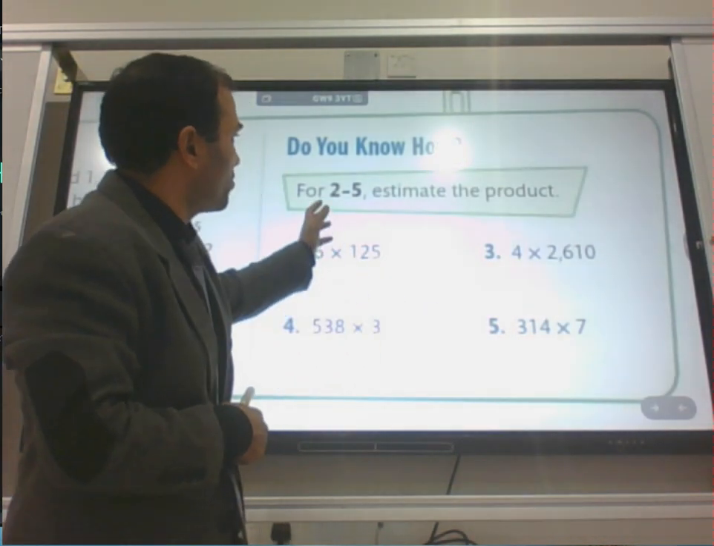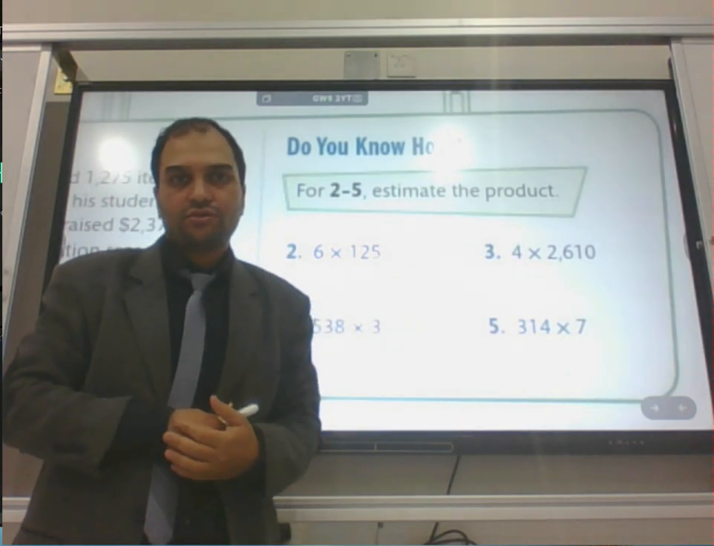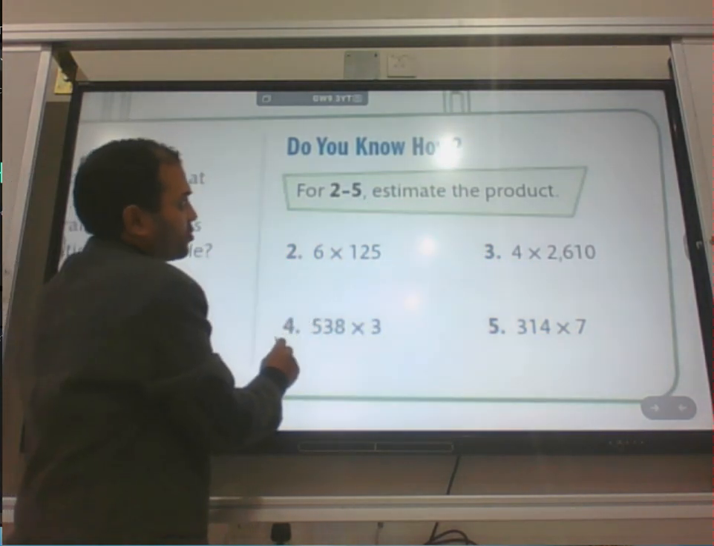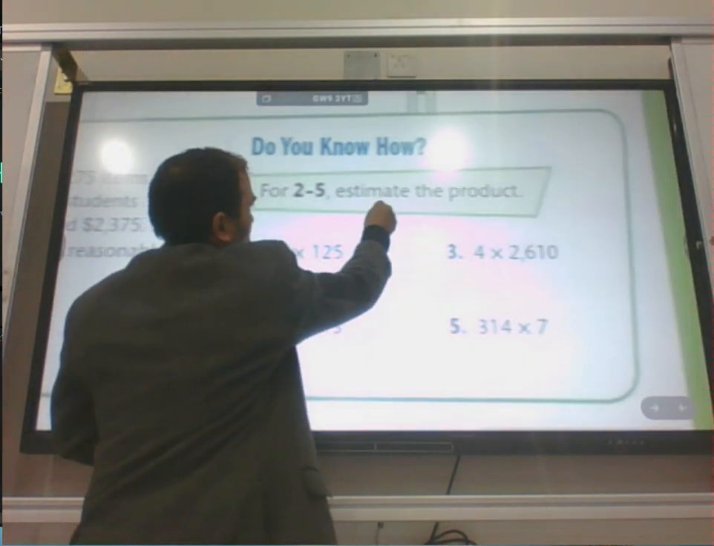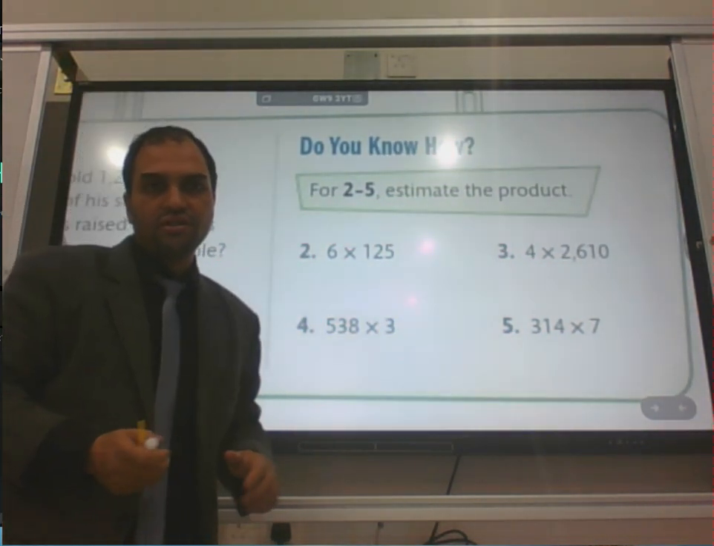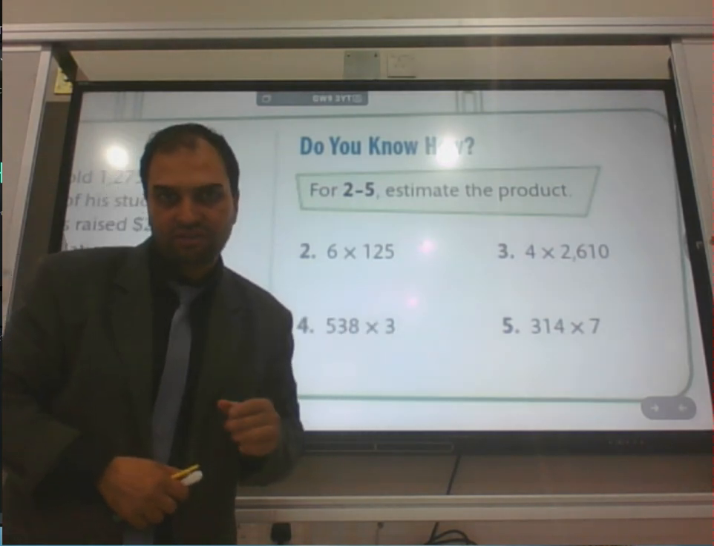First question, we want to estimate the product between two numbers. We have here 6 times 125. We can estimate the number here. 125 leads to 100. Then 6 times 100 equals 600.